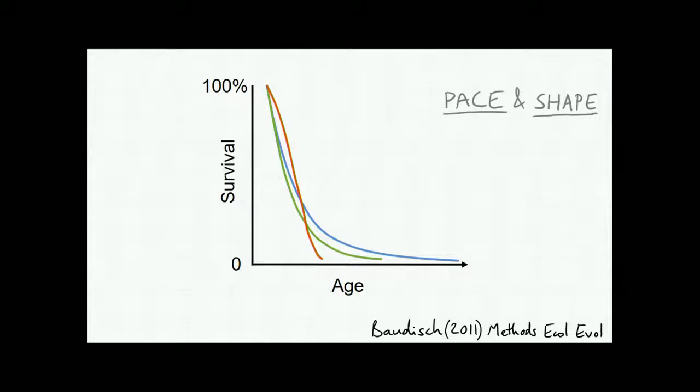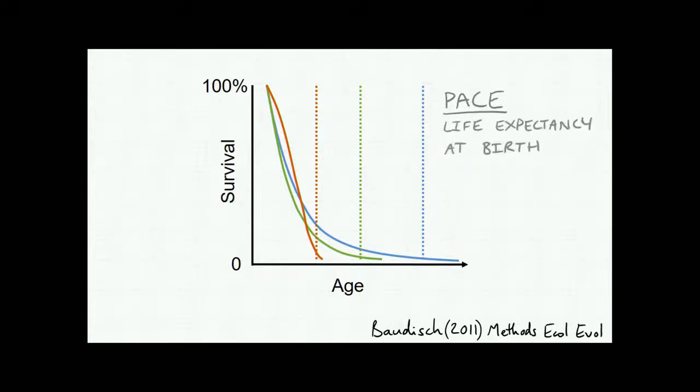And I want to talk to you about how you measure aging, and I want to talk to you about the pace and shape framework. This is coined by Annette Baudisch, who is in our department at Max Planck. And pace and shape says that there are two orthogonal dimensions in your lifespan. There's your pace of life, which is measured along the age axis. And that could be something like life expectancy. So for the rest of this talk, when I talk about pace of life, I'll be talking about life expectancy at birth. So this is a measure of aging, in the sense of how long you live.